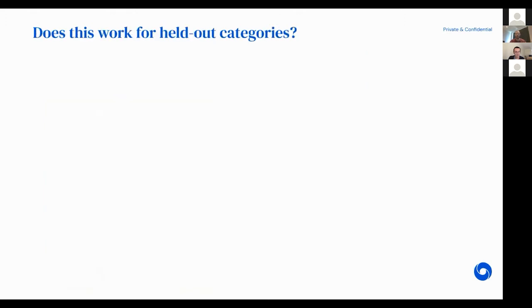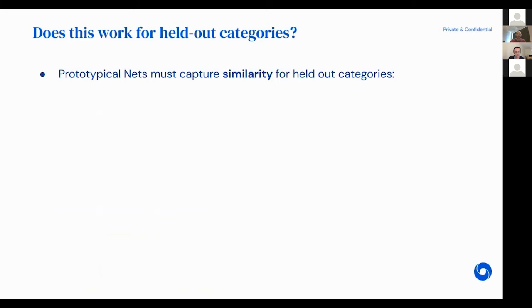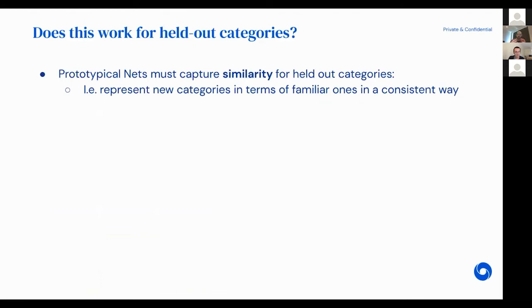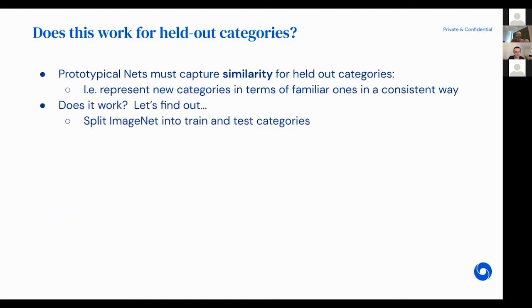So this works, but what is it really assuming happens for these held out categories? I argue that prototypical networks must capture similarity for these held out categories. That is, they must represent new categories in terms of familiar ones in a consistent way. But does it actually work this way? Let's find out.